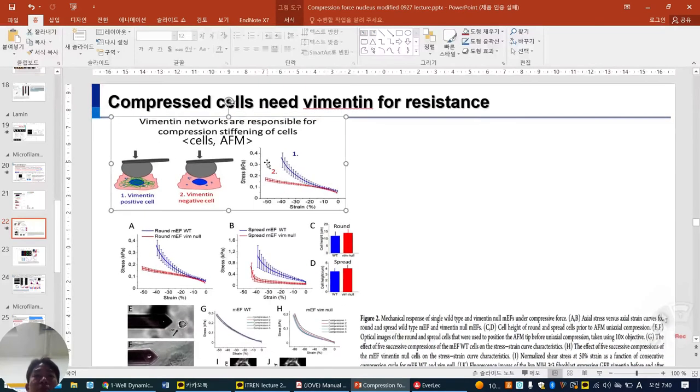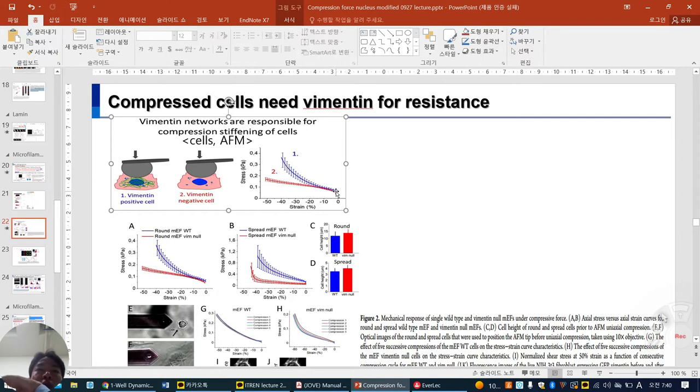So in that Jan Mei paper in Nano Letters, they wanted to know the role of the intermediate filament, vimentin. And then they made two different cells. One is vimentin positive cell, normal. One is vimentin knockdown cell, negative cell. And then they touch the cell by AFM, and then they check the stress, how the cell resists external force.